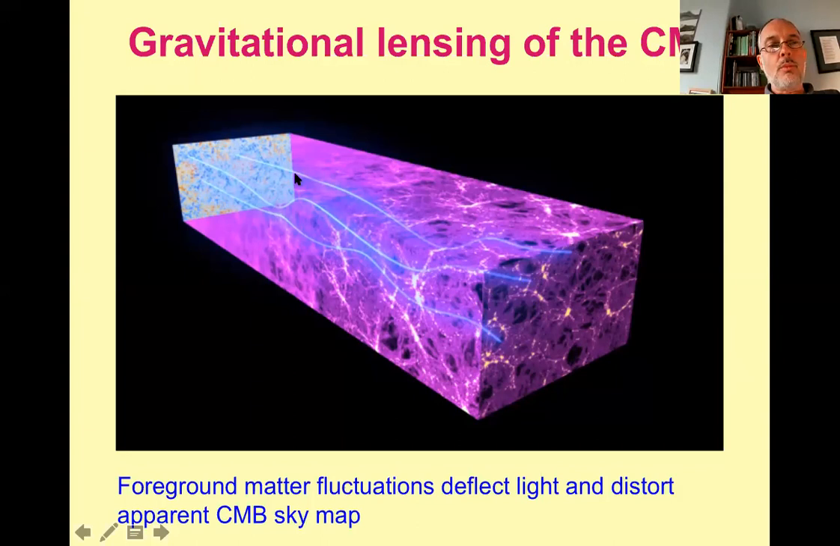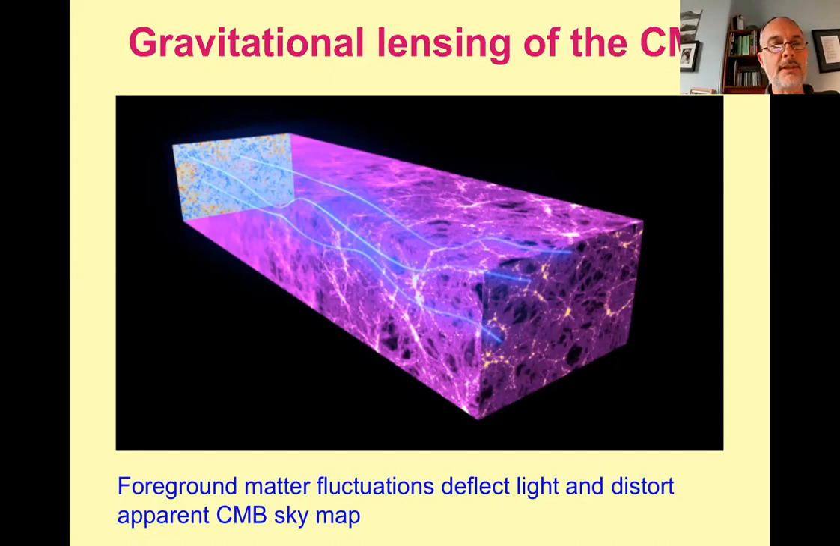As I mentioned, if the potential fluctuations are evolving, there's the integrated Sachs-Wolfe effect. But even without that, even static potential fluctuations will perturb the photon trajectories. So that means a picture of the structure at last scattering is distorted.